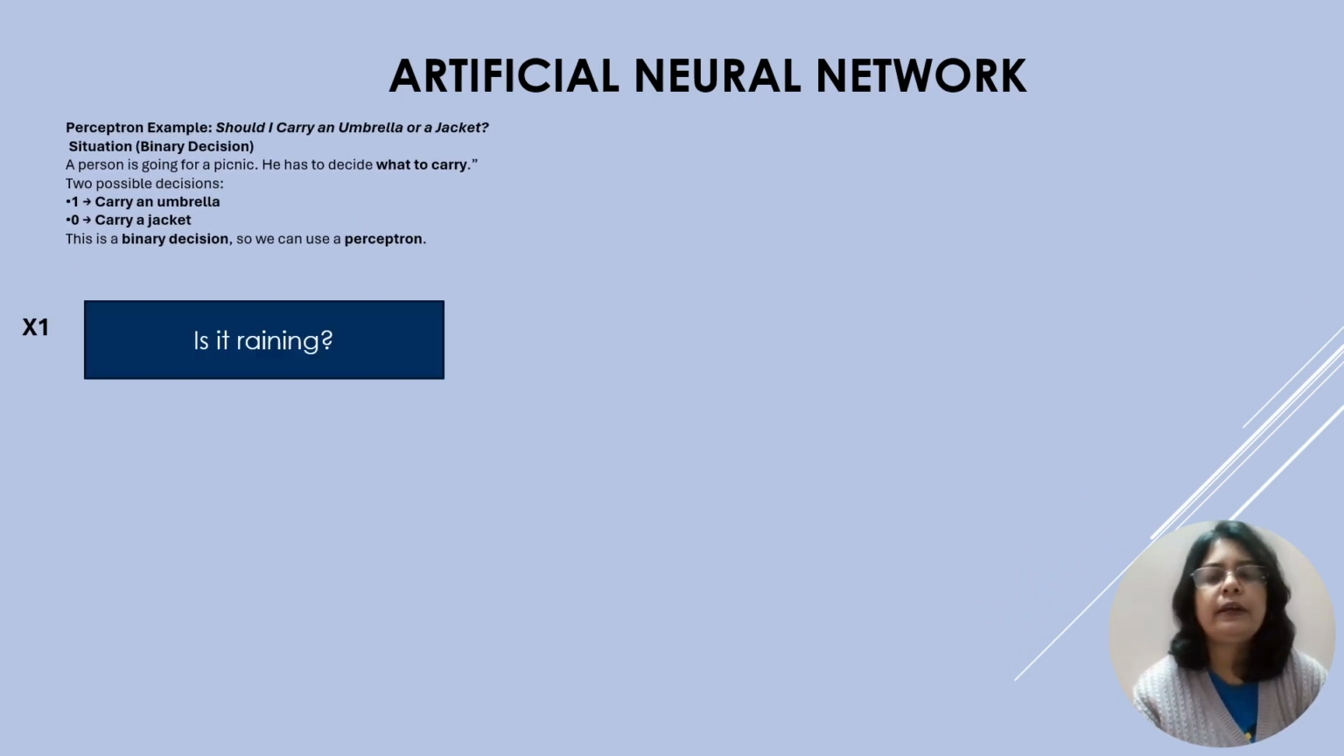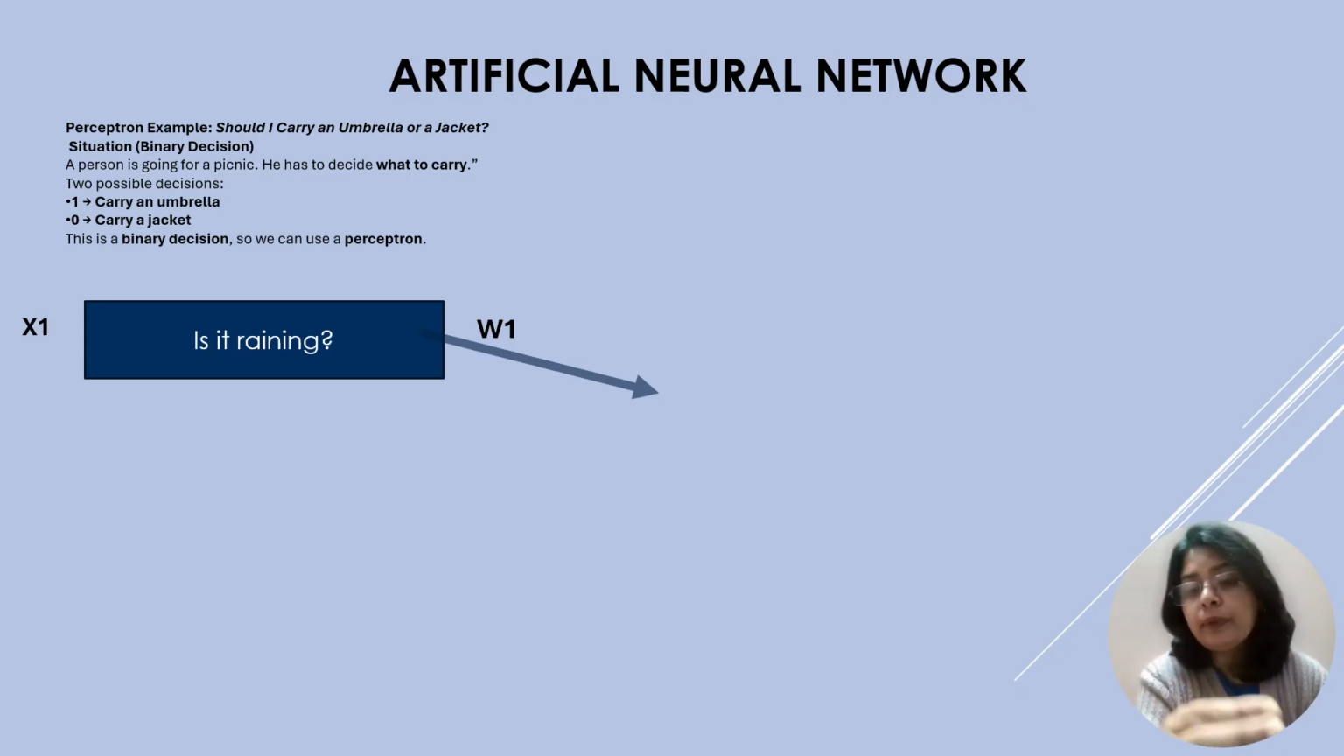Same example we are taking. The first input we are giving is: is it raining? Because if it rains, then only I'll be carrying an umbrella. And I'm assigning some weight to it based on whether it's raining or not, like how our brain works. Yes, it's raining, I need to carry an umbrella. So the weight has to be assigned. The model is assigning that weight; users are not assigning, the model is deciding that weight.